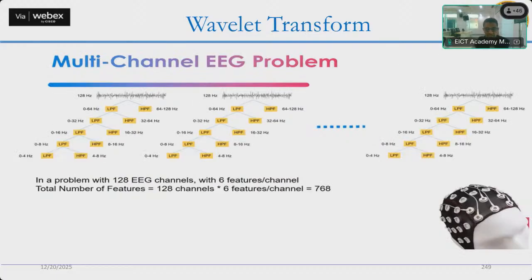So the multi-channel EEG. See, this is basically the mask where you can see this mask here. There are 128 EEG channels with 6 feature channels. The total number of features here will be 128 channels, and each channel has 6 features, so it will be 768.